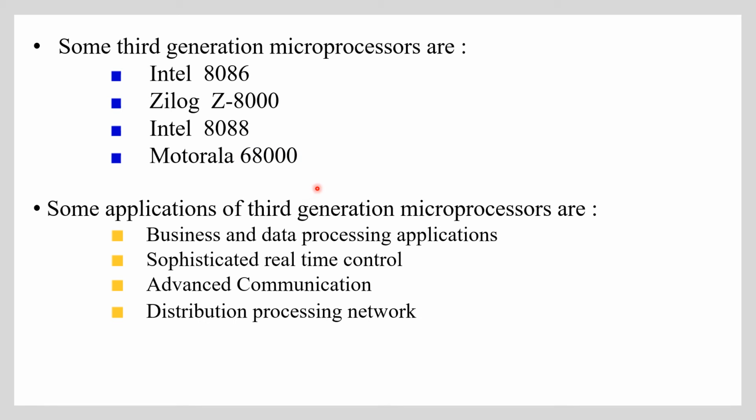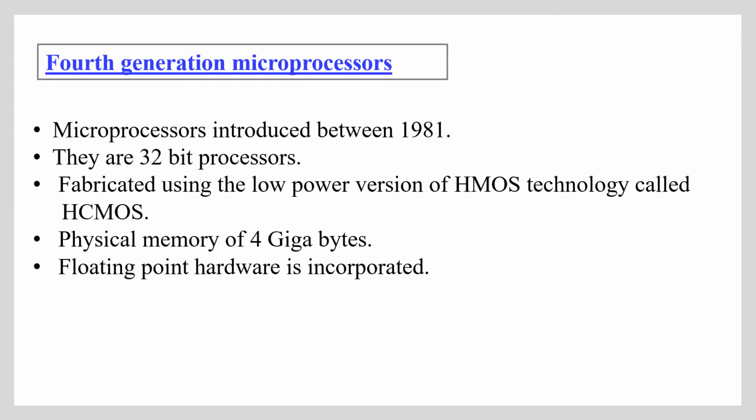Some applications of third generation microprocessors are business data processing applications, sophisticated real-time control, advanced control industries, advanced communication, and distributed process networks. So let us see the fourth generation processor.